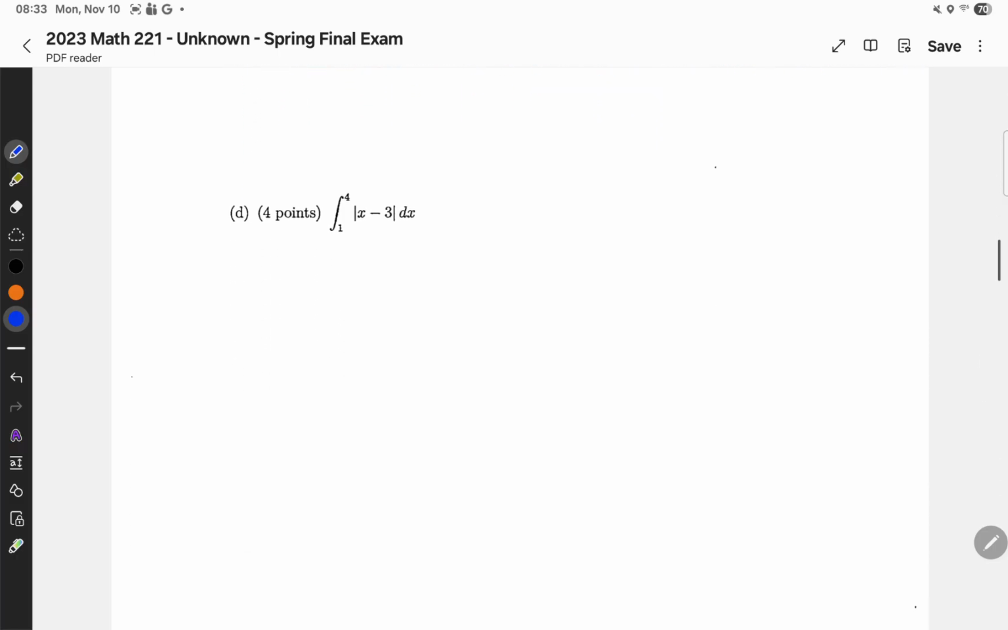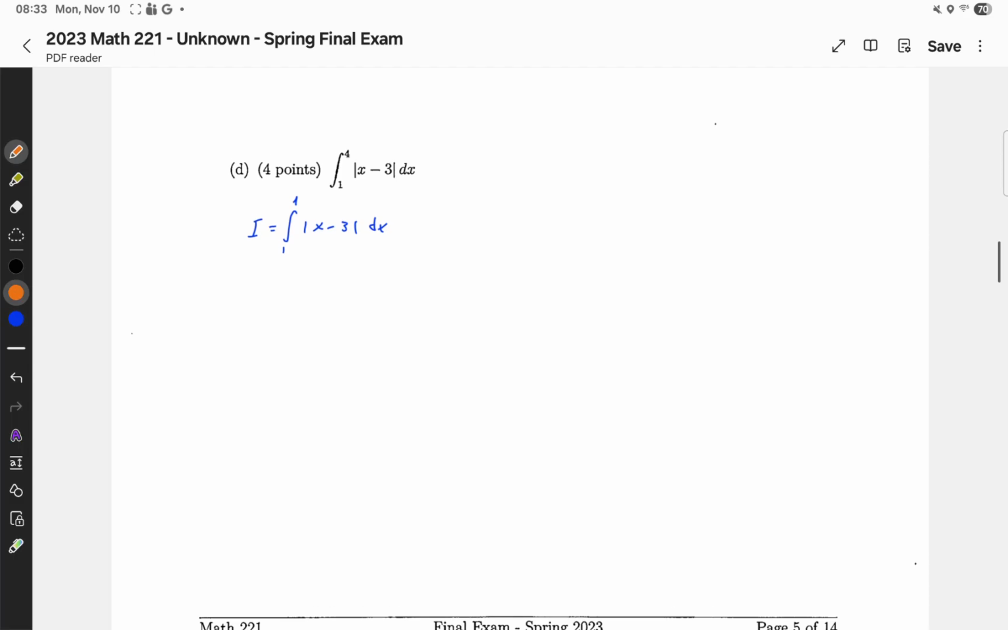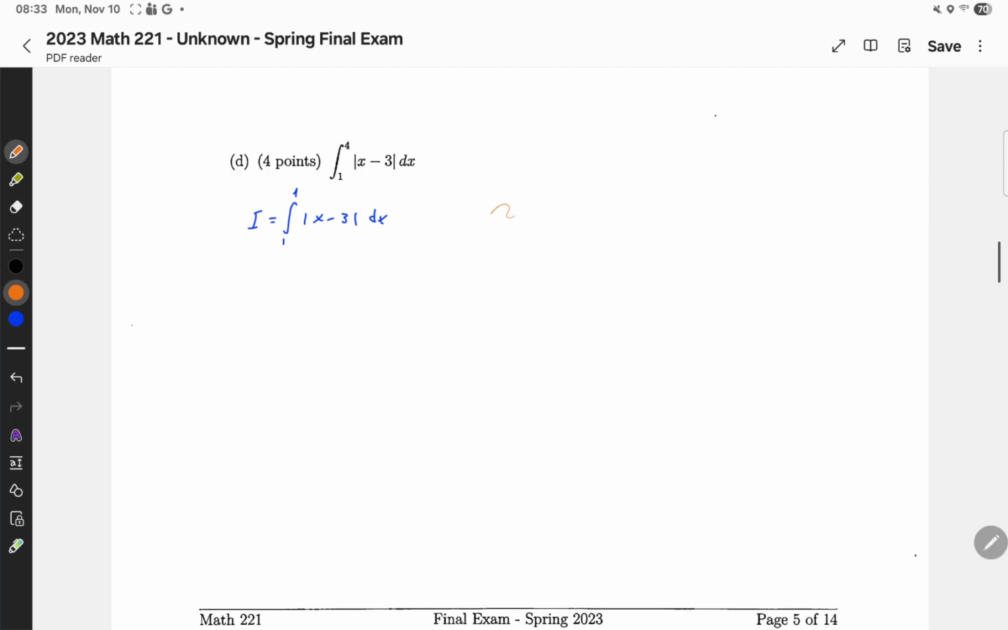Moving on to this last one, part D. This one's going to be a decent bit trickier. So we have the integral from 1 to 4 of the absolute value of x minus 3 dx. So the way I like to approach these problems is by splitting my absolute value into a piecewise function. If you don't remember that, don't worry, that's just where we look at kind of two different cases.